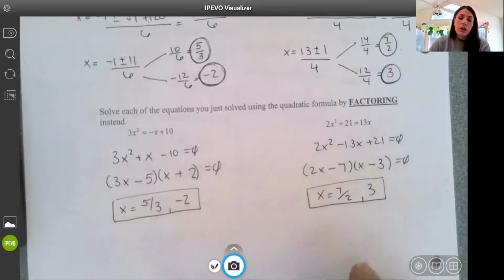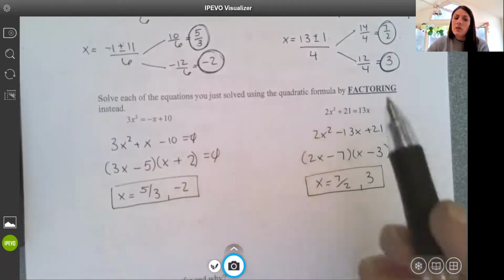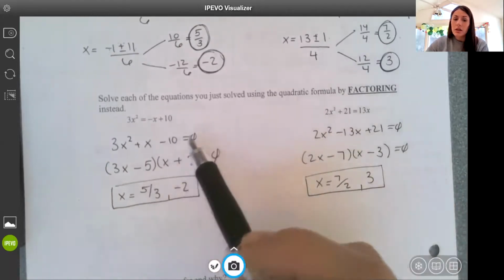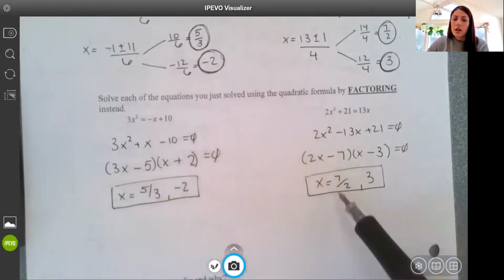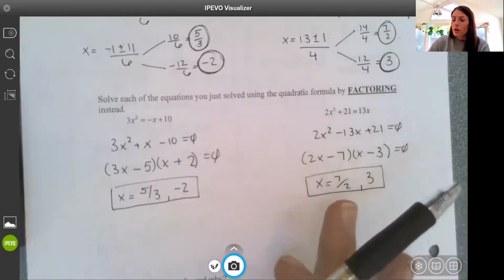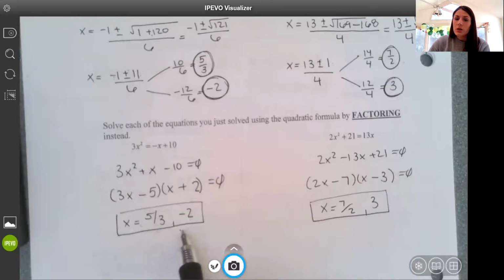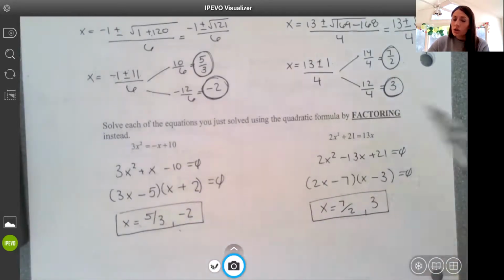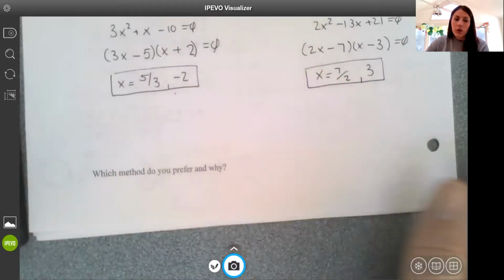Okay, so here I have my two solutions by factoring. So again, we still need to set it equal to 0, find our factors, and solve for each factor. Okay, same answers, 5/3, -2, 7/2, and 3, just a different method, a different way of getting there. And so then it asks, which one do you prefer and why?